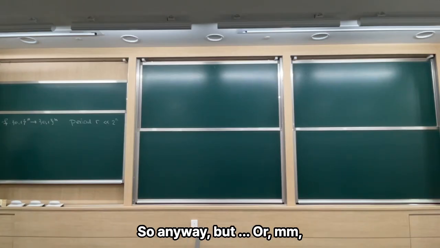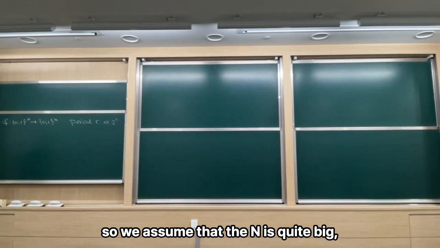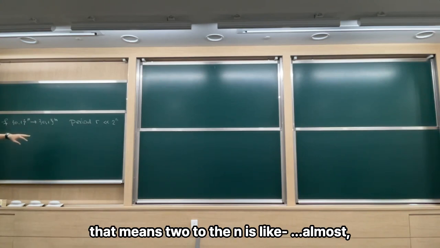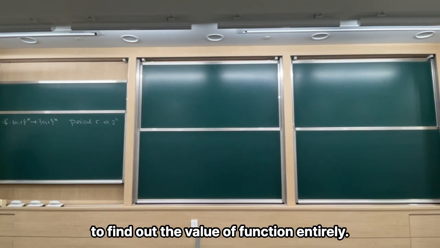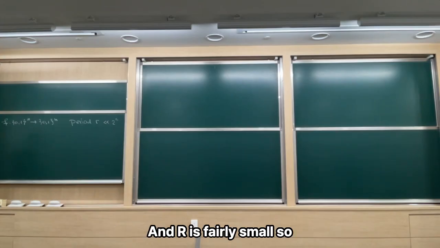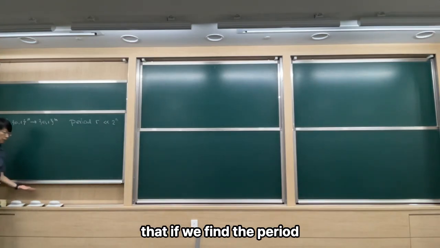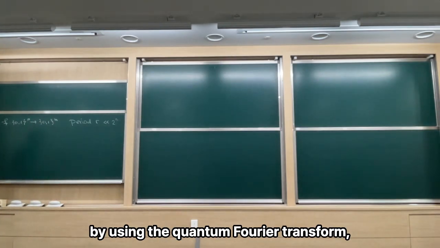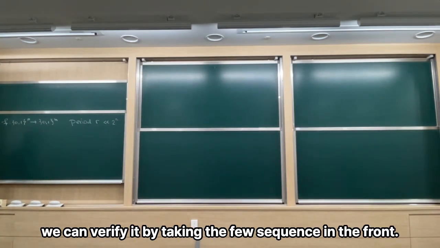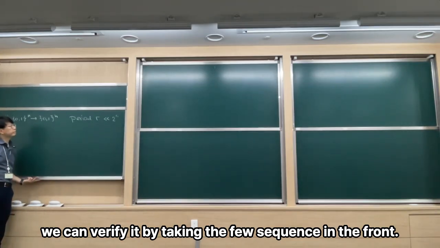So anyway, we assume that n is quite big. That means 2 to the n is almost a number that makes it impossible to find out the value of the function entirely. And r is fairly small, so that if we find the period or candidate of period by using the quantum Fourier transform, we can verify it by taking the first few elements of the sequence.